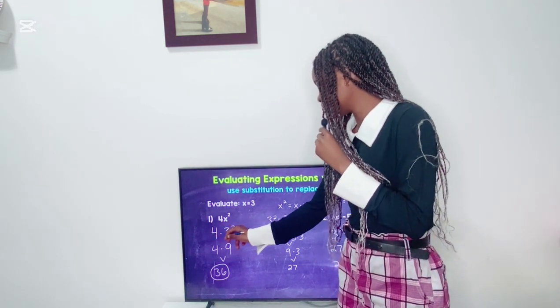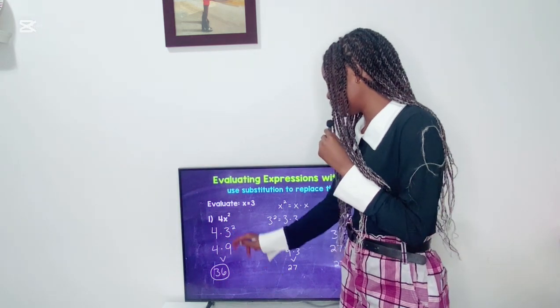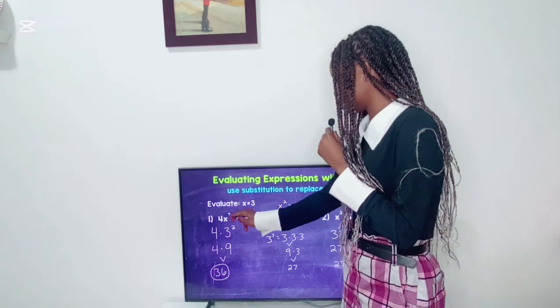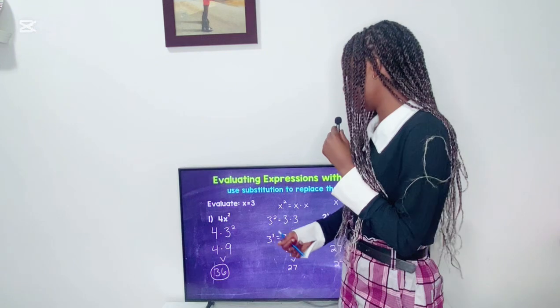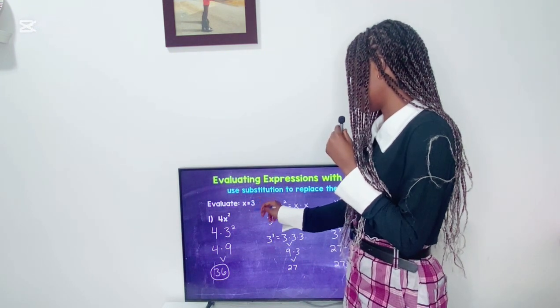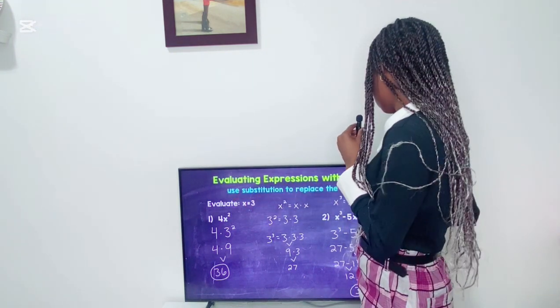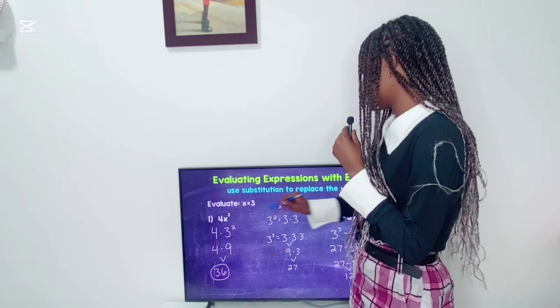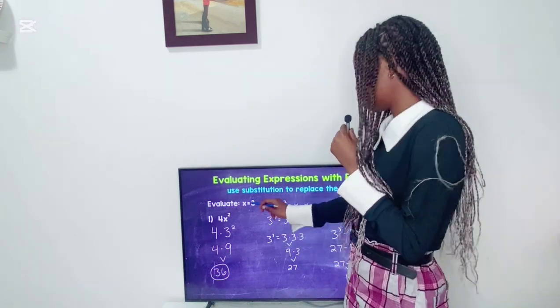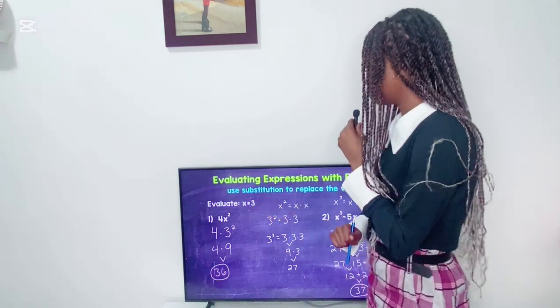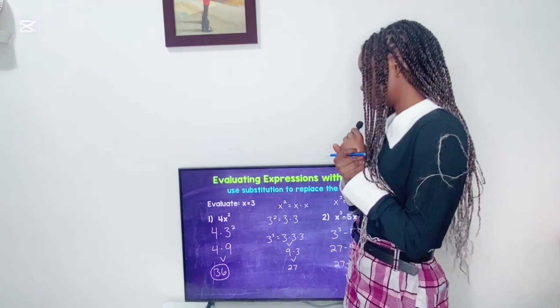So 4 times 3 raised to the power of 2 after you turn this x into 3, because remember, x is equal to 3 because we've used substitution to replace the variables. So this is our substitution, 3. So x is equal to 3. So now what do we do next?